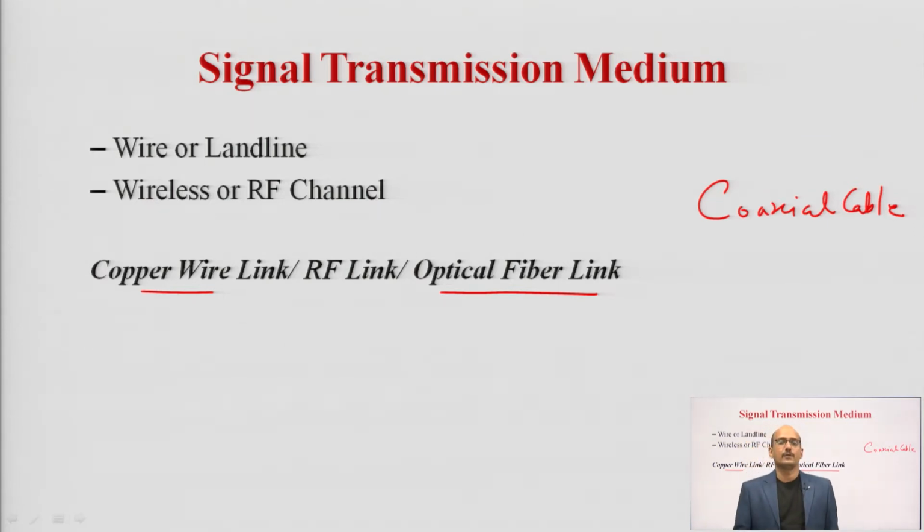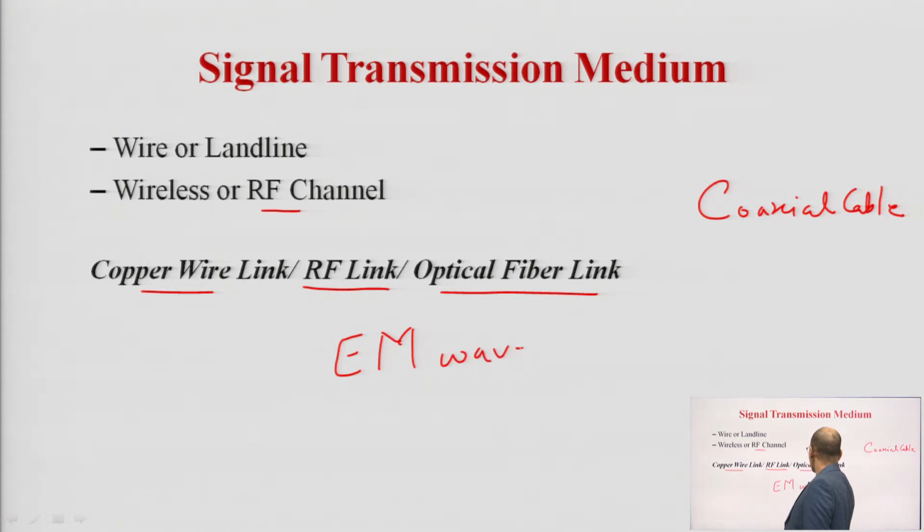This type of telemetry is called wired telemetry. If the transmission medium is wireless, it means you are going to use RF channels, and you know that radio frequencies are electromagnetic waves. An example of this kind of telemetry system is satellite telemetry, which uses this RF link or electromagnetic waves for the transmission of the data.